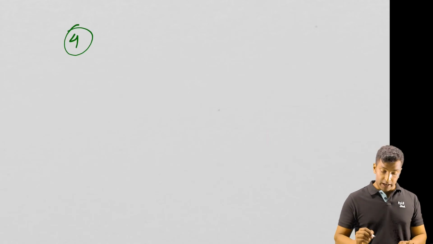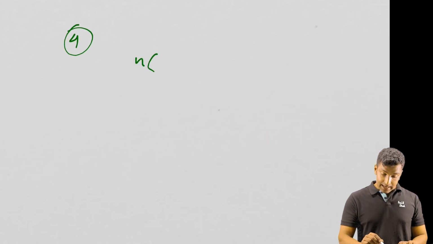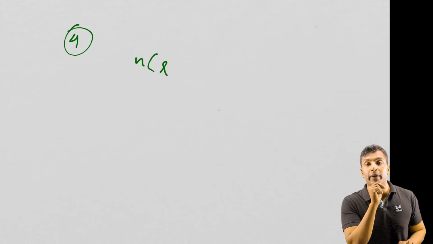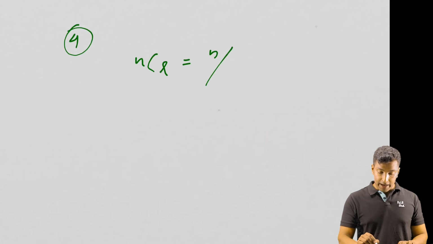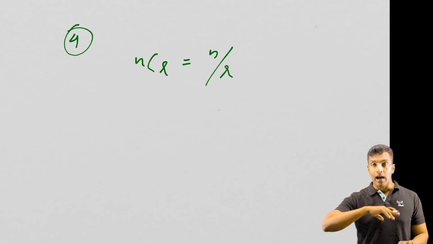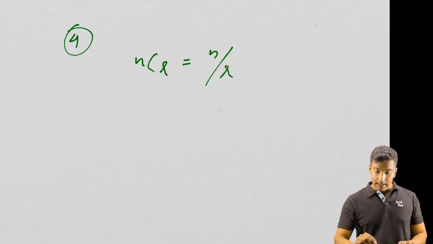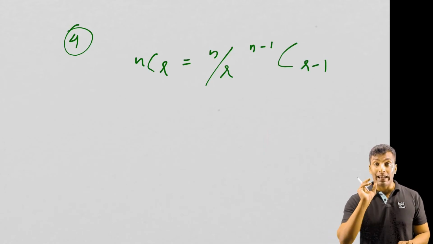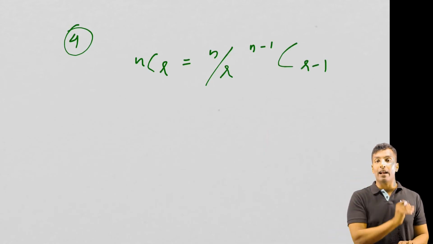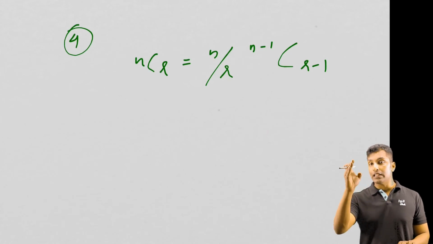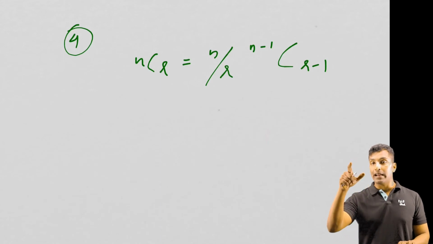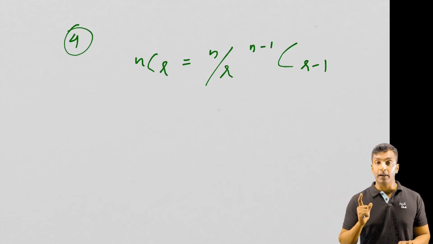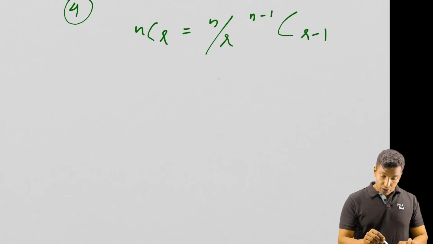Now, moving on to the next concept, the fourth one, again a very important concept. If you have nCr and you need to take n divided by r out, then what will it become? You can write it as n divided by r. So you have taken one n and one r out, and you can write this as (n minus 1)C(r minus 1). So nCr you can also write as n by r into (n minus 1)C(r minus 1). Very simple.